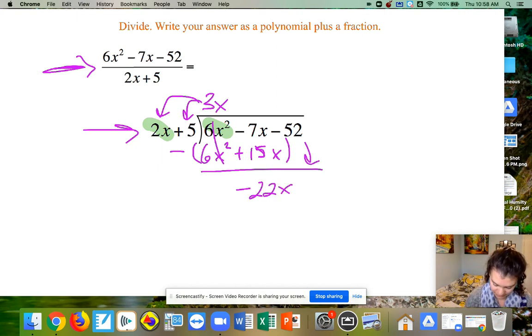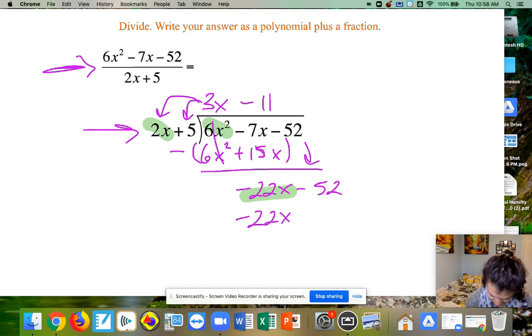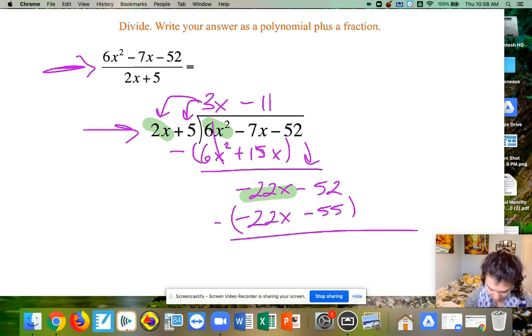Now drop down your negative 52 and repeat the process. So 2x times what would give you negative 22x? Negative 11. So multiply through again to both of them. You'll get negative 22x, which is what we wanted to cancel it out, minus 55. And again, you're subtracting both, so these will cancel. And then you have negative 52 minus a negative 55, so you'll end up getting a positive 3.